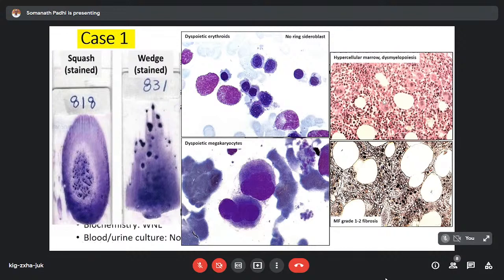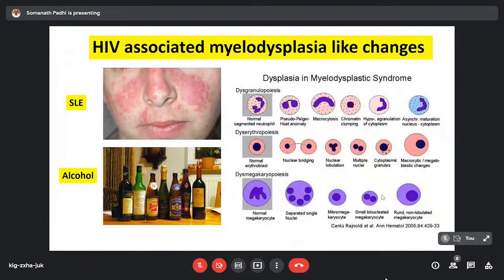aspirate. And there was presence of slightly dysplastic megakaryocytes which were clustered, with nuclear hypolobation, and the reticulin stain showed grade 1 to 2 fibrosis. So there was no evidence of any infections or any other specific related changes, and the culture of this bone marrow aspirate did not yield any growth. So this was called HIV associated myelodysplasia-like changes, which is very commonly seen in patients with HIV, and that is the cause of cytopenia in the peripheral blood.